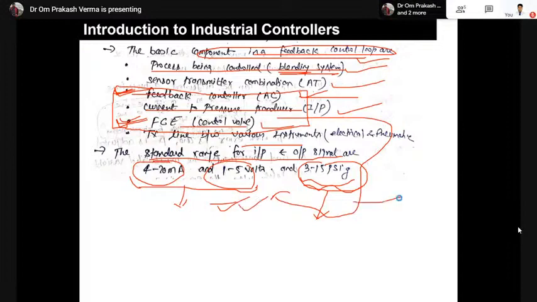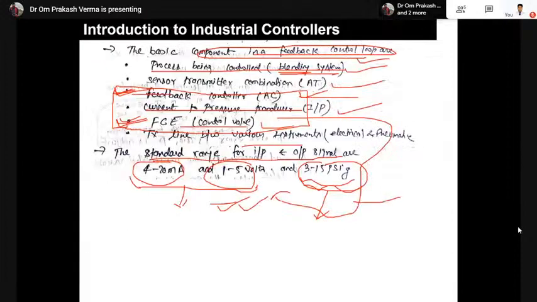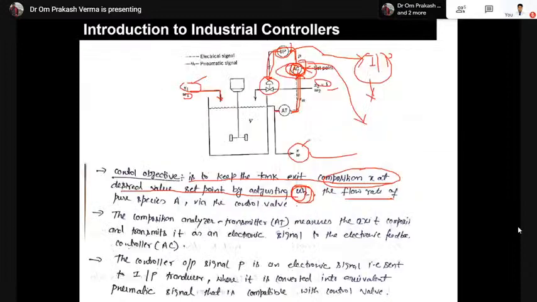Okay. So now, what are the different industrial controllers? The automatic controller, the feedback controller: this is the part we are going to study, the automatic control.